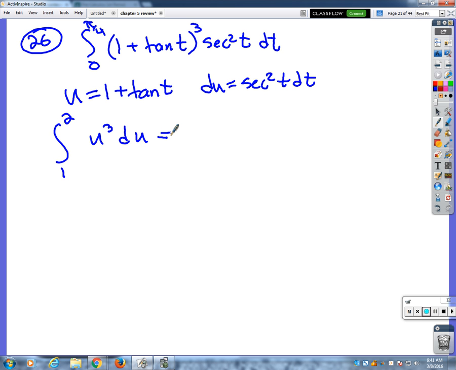What's the antiderivative of u to the third? Good, 1/4 u to the 4th. And we're going from 2 to 1. So 2 to the 4th is 16. 16 divided by 4 is 4.